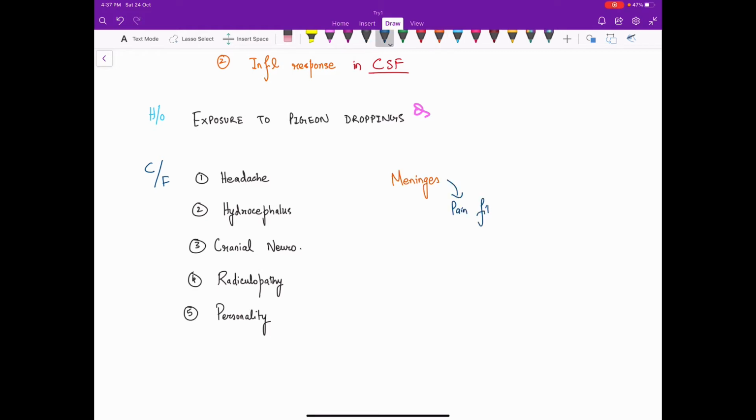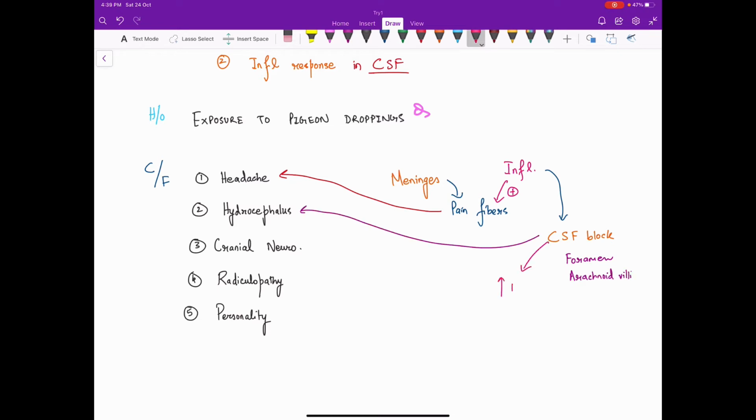The meninges of the brain have pain fibers which are stimulated by inflammation, giving rise to headache. If the CSF is blocked at the foramen or arachnoid villi level, it will accumulate and we have hydrocephalus and increased intracranial pressure. Intracranial pressure will then also cause papilledema, visual loss and palsy of the 6th cranial nerve.